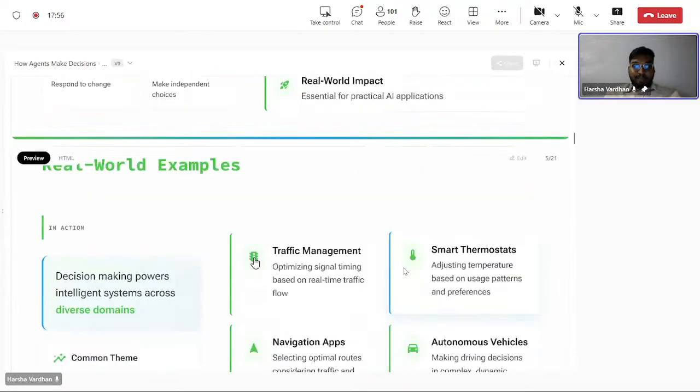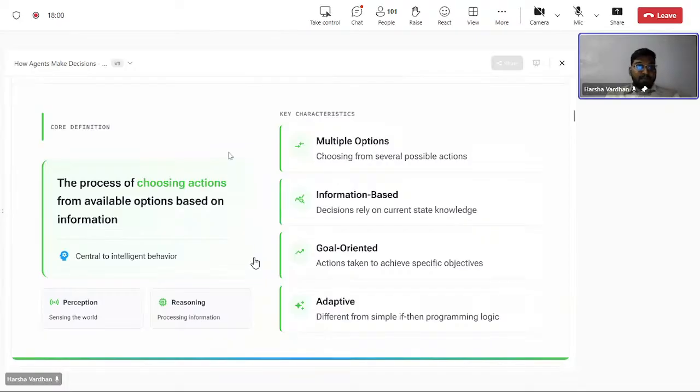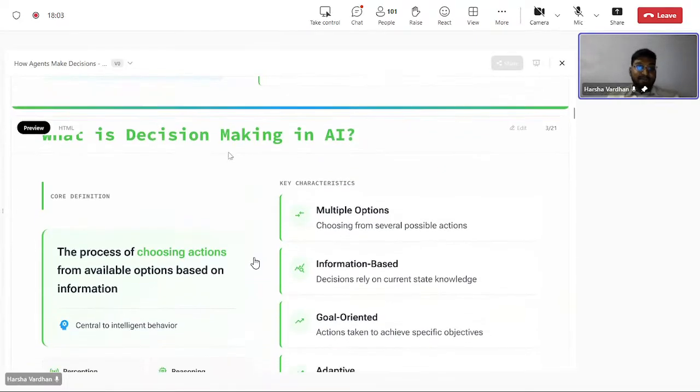Yeah, where were we? We were at this point. We were at the decision making core part.